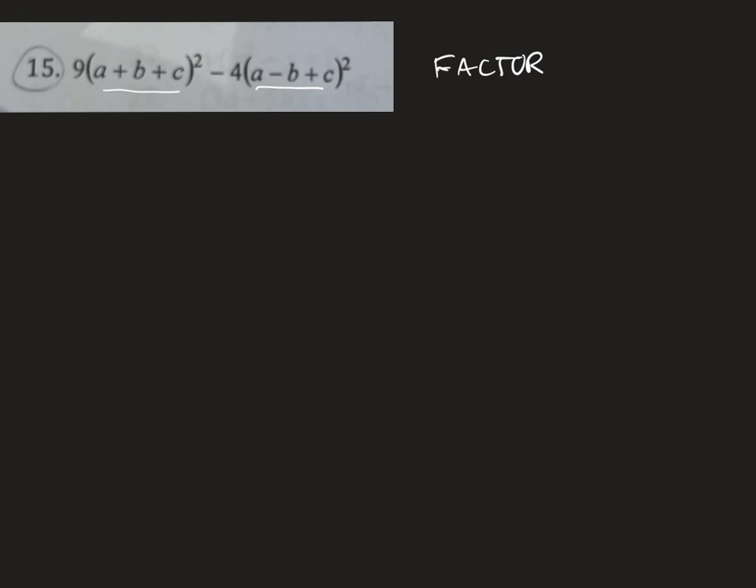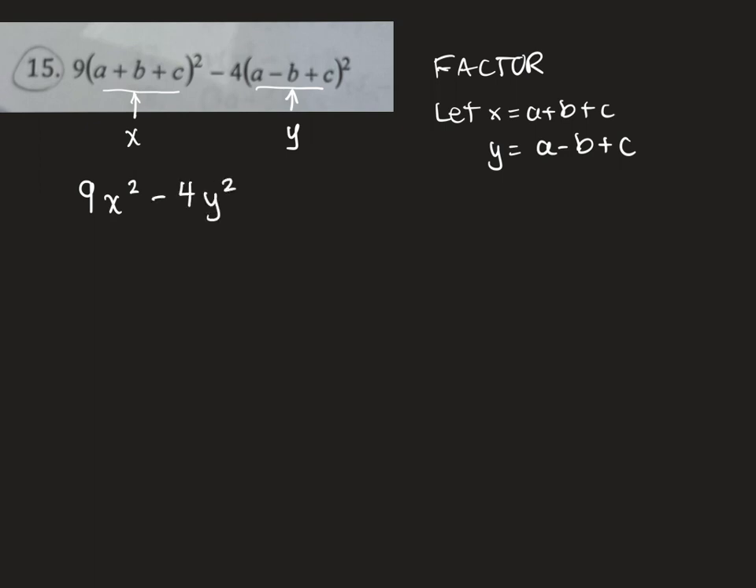So we are going to replace what's in the brackets, but we'll have to use two different variables. If we let what's in the first set of brackets equal x, because it's a different variable than a, b, and c, and for the second one, I'm going to use y. So I'm letting x equal a plus b plus c, and y equal a minus b plus c. Now we're going to rewrite that with that subbed in. So we'd have 9x squared minus 4y squared.